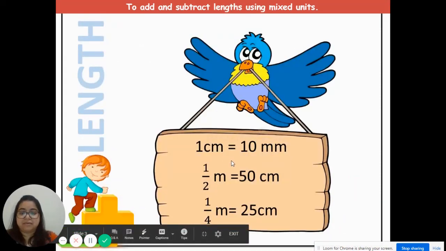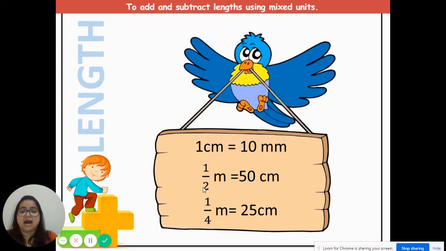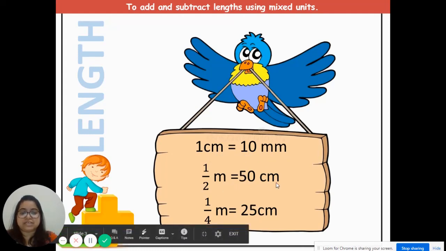We have to remember 1 centimeter is equal to 10 millimeters, half meter is equal to 50 centimeters, quarter meter is equal to 25 centimeters.